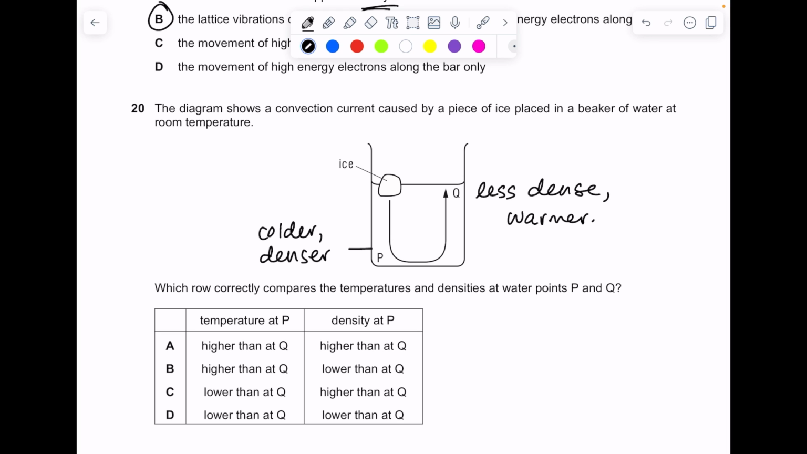So the temperature at P, I've already said, will be lower than at Q. Density will be higher than at Q, so the answer is C.